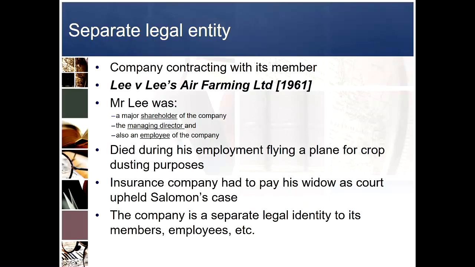When he incorporated the business, as I've noted there, Mr. Lee was the major shareholder of the company. He was also the managing director of the company. And that third thing there is the question, was he also an employee of the company? Okay, so Mr. Lee has this company. He was a shareholder and the managing director.